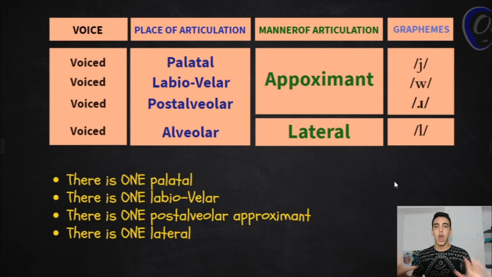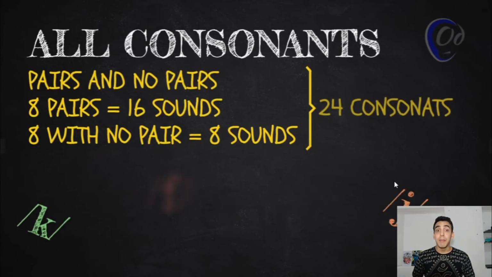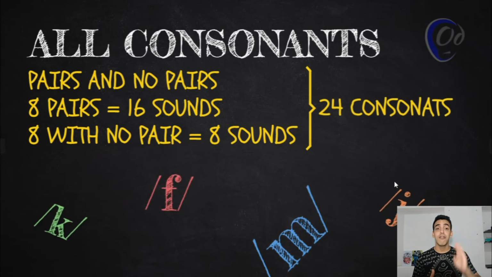Okay, these are all the consonants that we are about to deal with. So count them, please. Group them, please. We have 24 consonants, 8 pairs, which means 16 sounds, and 8 with no pair, which means 8 sounds. So 24 consonant sounds.